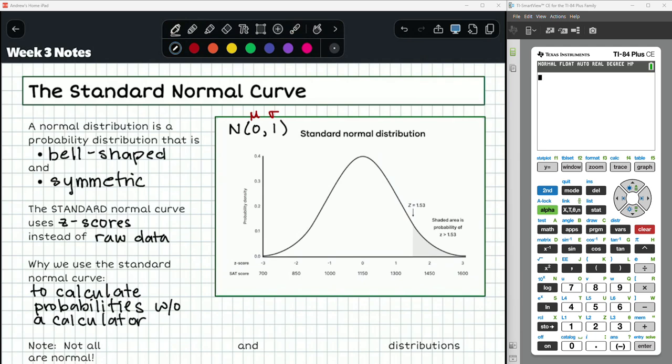When we get to the video where we start calculating probabilities, I'll show you how to do it both with z-scores and the probability table, which is the pre-computer method, and then how to do it with the TI-84 and GeoGebra.